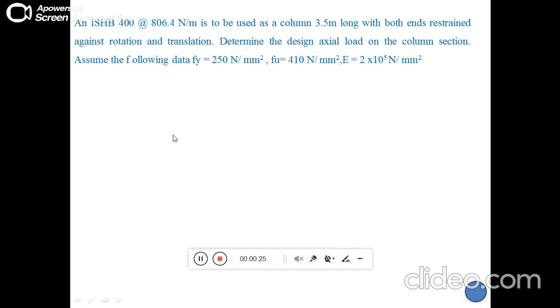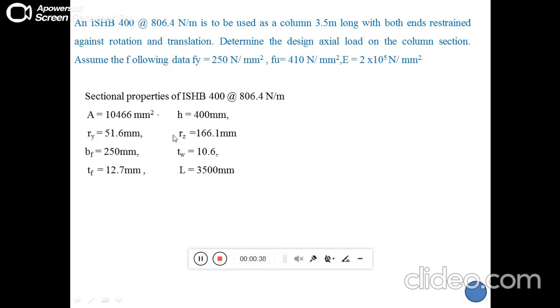Assume the following. Fy is 250 Newton per mm square, Fu is 410 Newton per mm square, and Young's modulus is 2 into 10 to the power of 5 Newton per mm square. Now, for the data about the given member, in the steel table we have a few data. They are area of the cross section, height of the member, radius of gyration, and all other dimensions. In the question, the length of the member is given as 3.5 meter.